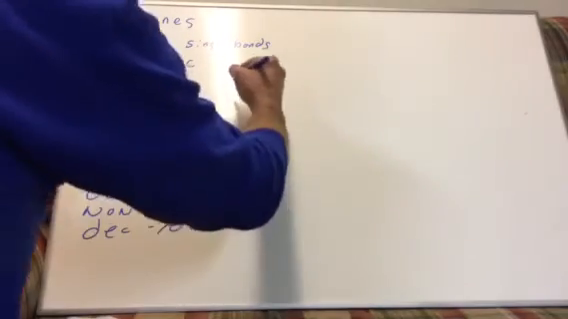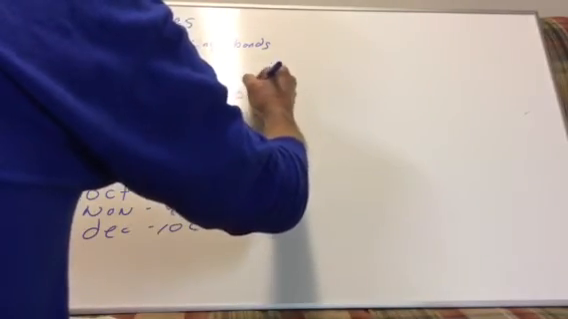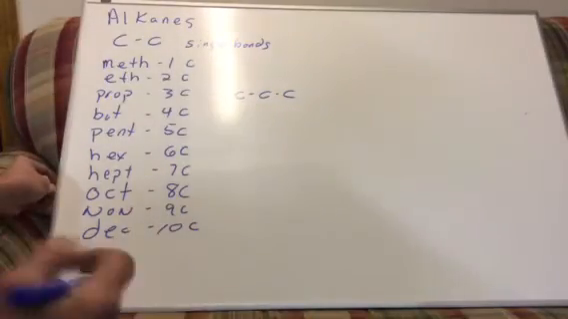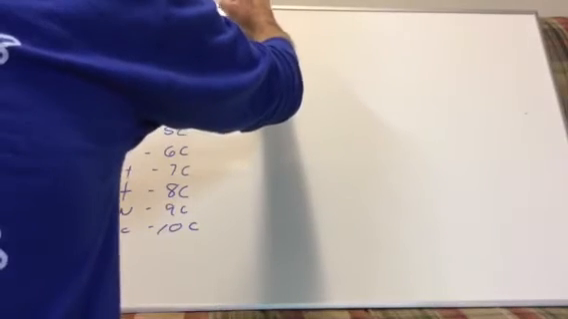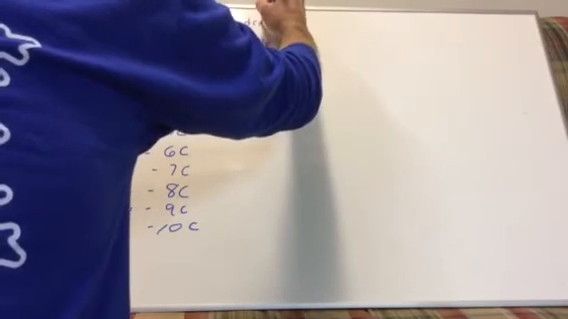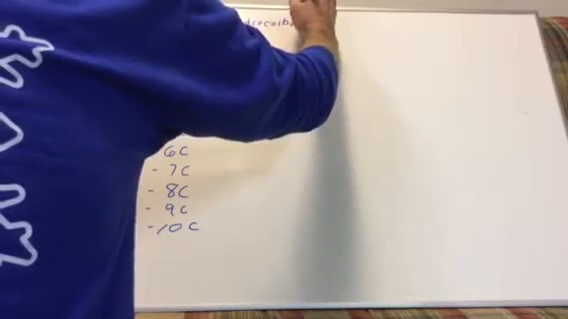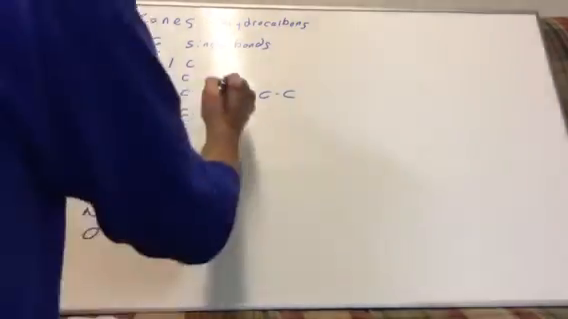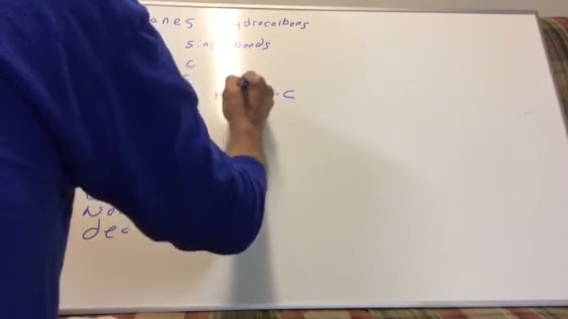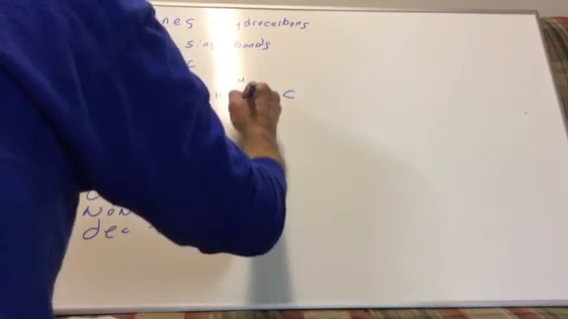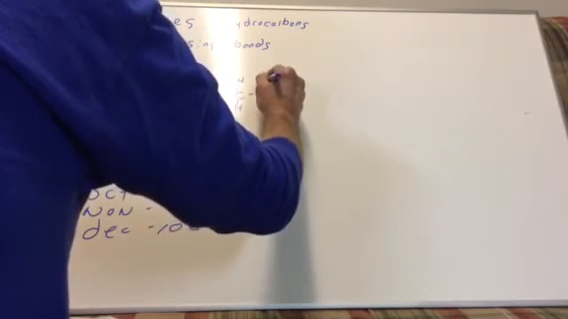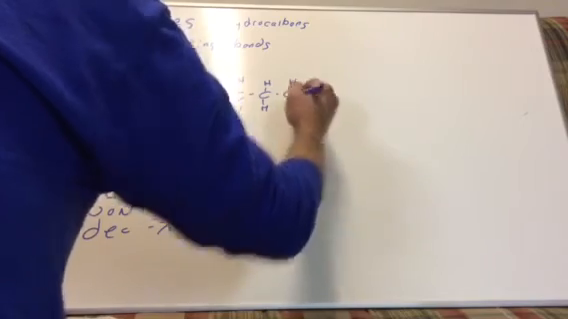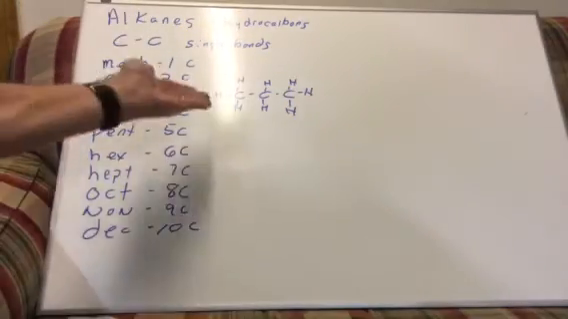So for example, propane would be 1, 2, 3 carbons. These are all called hydrocarbons for right now. That's what we're learning, is hydrocarbons. As the name implies, hydro meaning hydrogen. So these have hydrogens attached. So that would be propane.